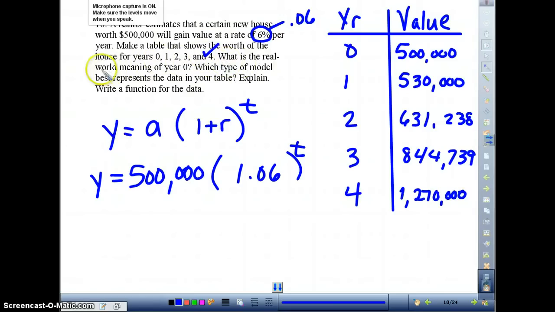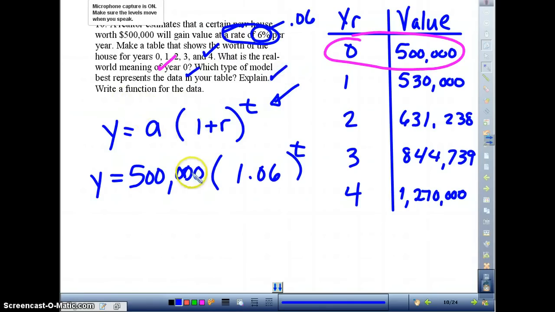Check. What is the real world meaning of year 0? What does this mean? Year 0 is the year the house was new. Brand new house, it was worth $500,000. Check, got that done. What type of model best represents the data in your table? What did we do right here? Yeah, that's an exponential model. We knew it was exponential because they gave us a rate of change, that the value was gaining 6% per year. Check, explain. Oh, I explained.